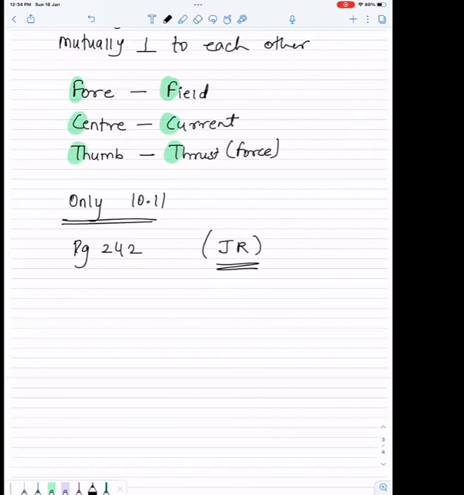I'll tell you which questions are there from the exercise. Go to exercise 10B. You have only questions 1 to 6. That's all. And that is also the part of the homework, guys, for next class. Only 6 questions are there. Nothing else in the exercise. Exercise 10B, question 1 to 6. There is not a single example, all are cancelled, because all the questions were on motor.